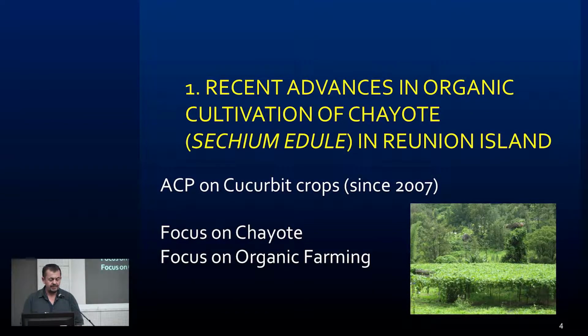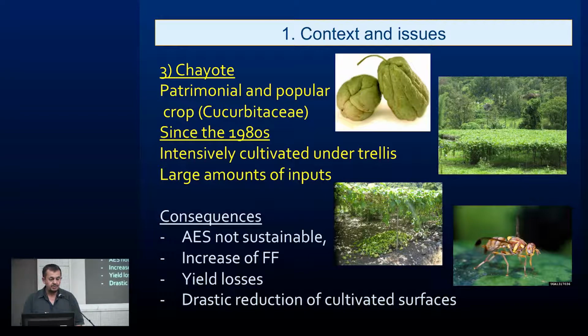So this part is focusing on chayote and on organic farming. Chayote is a patrimonial and very popular crop in Réunion Island. It's a cucurbit consumed by most of the people daily. And since the 80s, we used a lot of inputs such as fertilizer and pesticide and also irrigation. And the crop was carried out under trellis, and of course the consequences were quite immediate.